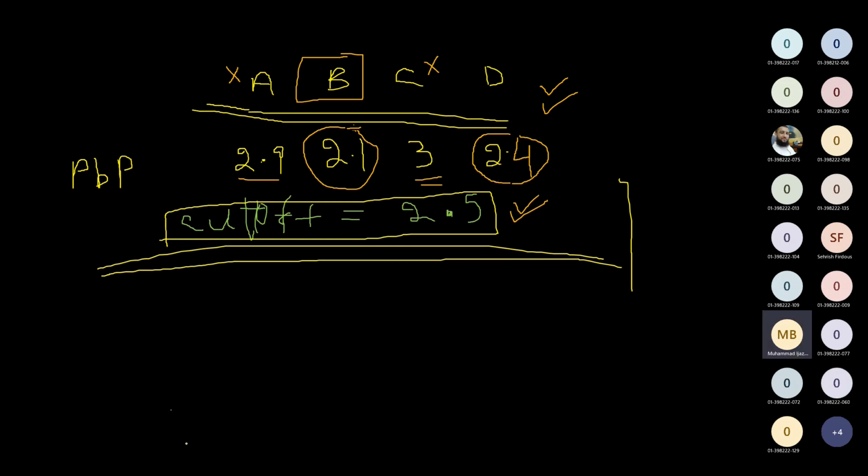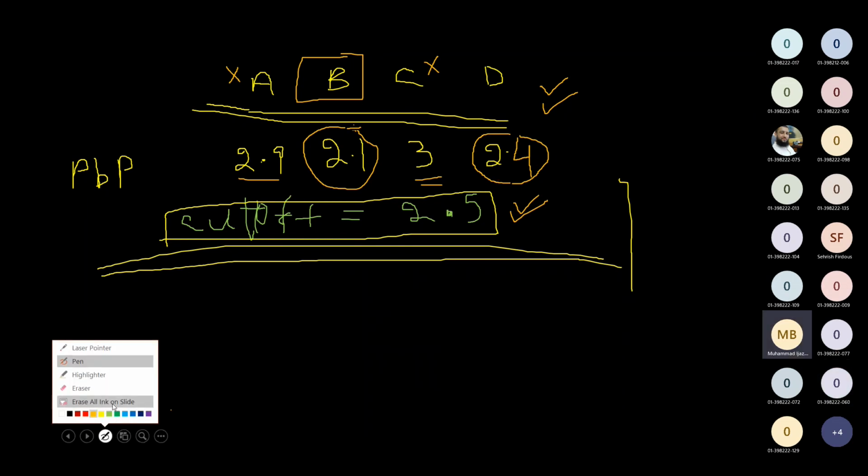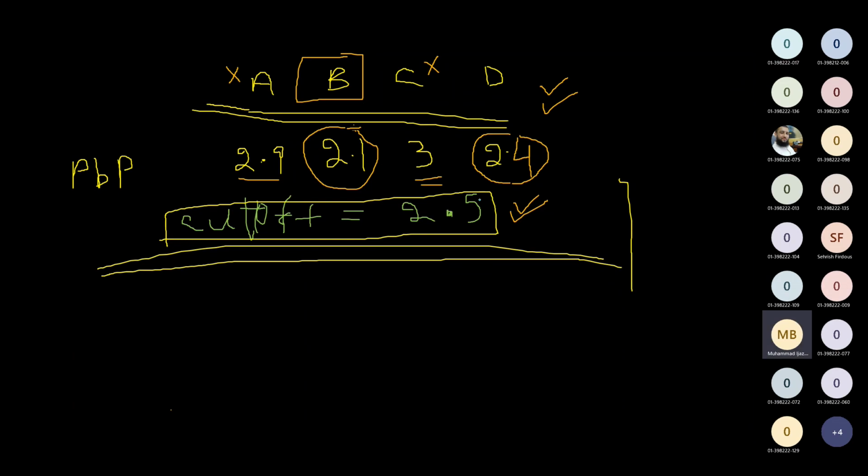Yes, sir. What if this basic criterion was 2 years? Then what? Then no project would be selected, sir. Yeah, we'll reject all of them, whether independent or mutually exclusive. Correct.